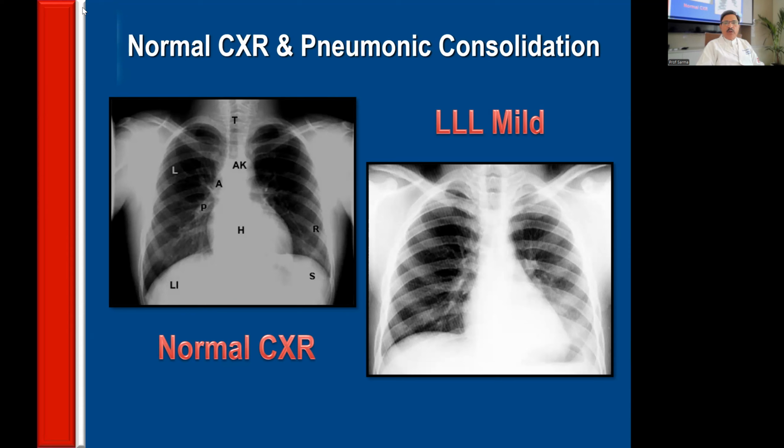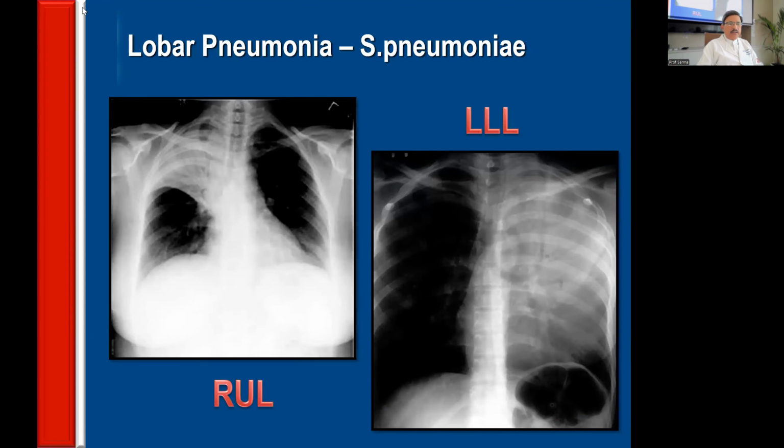Left lower lobe, mild pneumonia. The X-ray on the right side may be dubbed as normal and passed if you are not careful. But there is an infiltrate in the left lower zone. There is an infiltrate in the left lower zone, as you can see there. And now I come to the next slide.